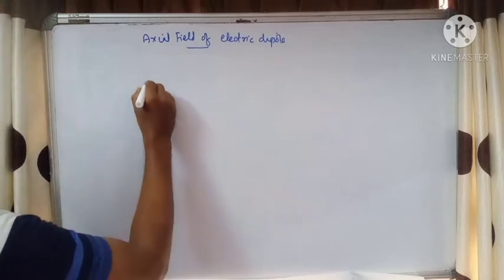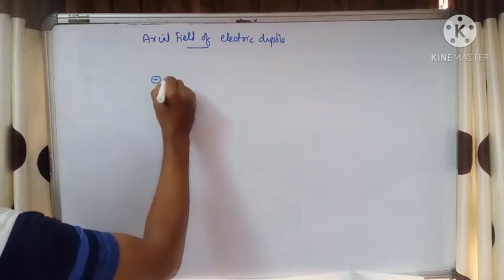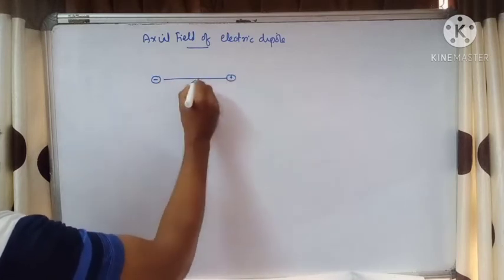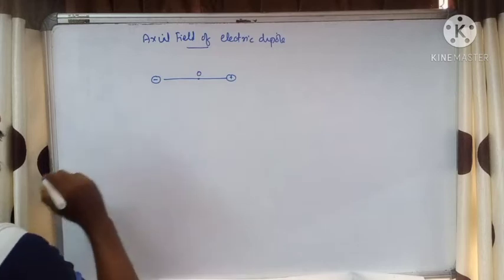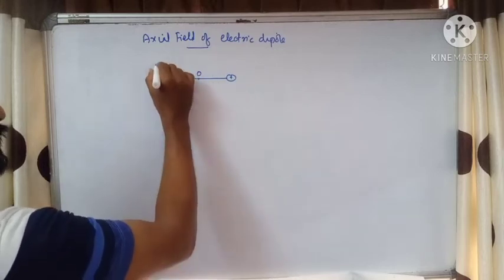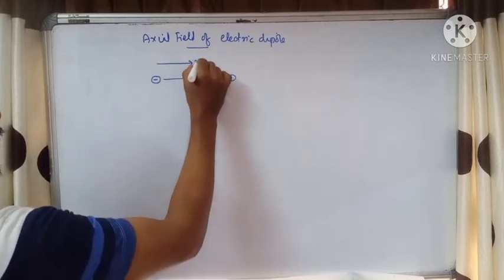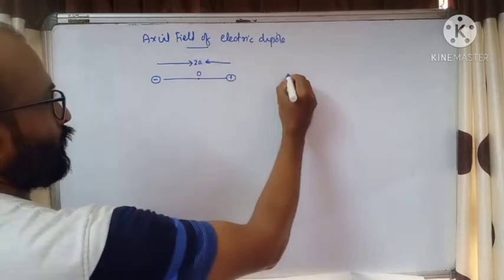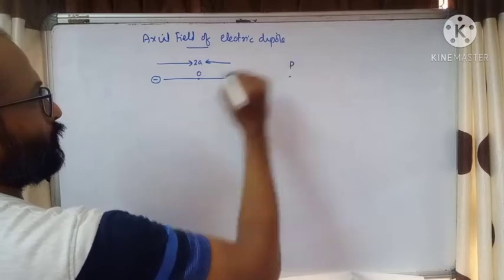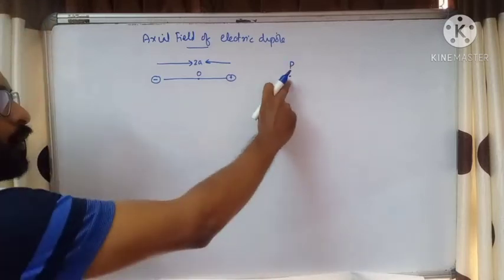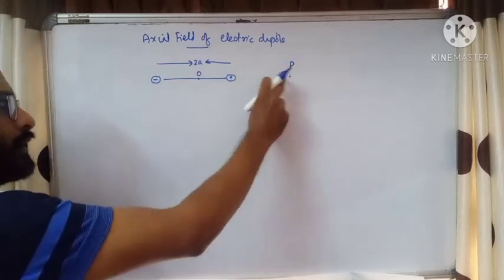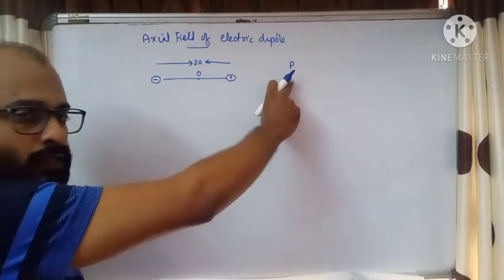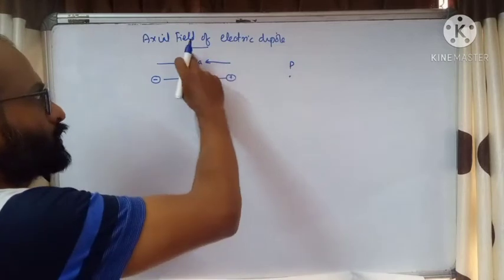We have a negative charge of the dipole and this is a positive charge of the dipole. This is the center of the dipole, I can mark it as O. The distance between the charges we can mark as 2a. Let us consider a point here, a point P. At this point, both the charges will create electric intensity. We need to find the vector sum of the electric intensities, and that will be equal to the axial field.